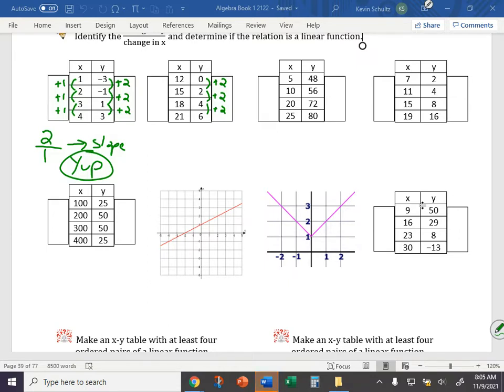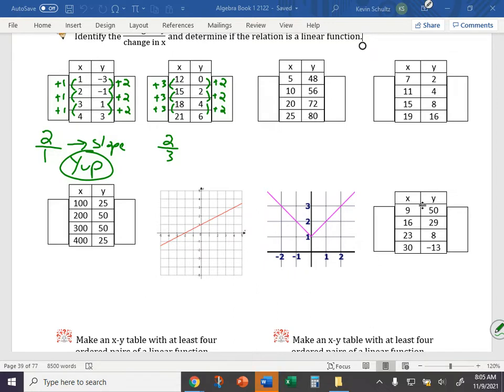Now we look at the change in x. From 12 to 15 is +3, from 15 to 18, again +3, and from 18 to 21, again +3. So the change in y for each of them is +2. The change in x for each of them is +3.